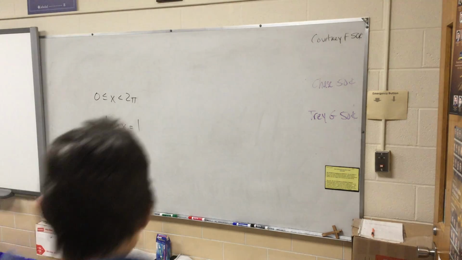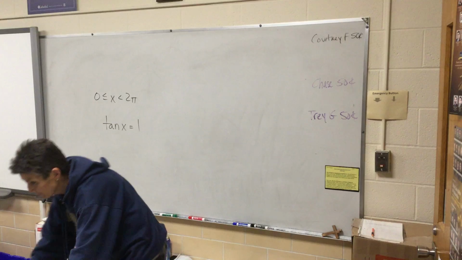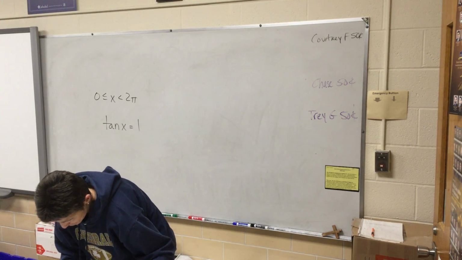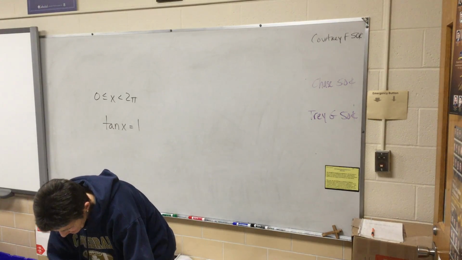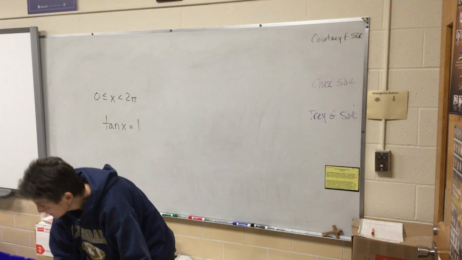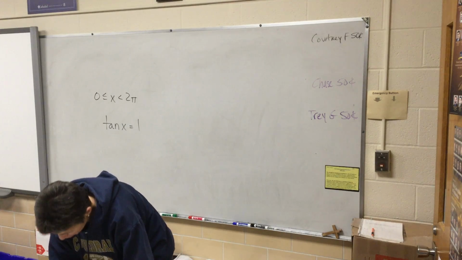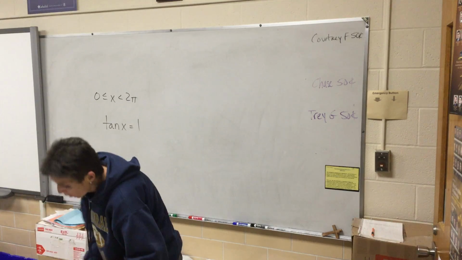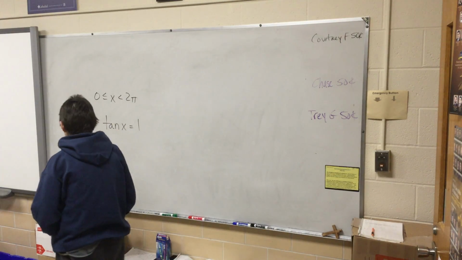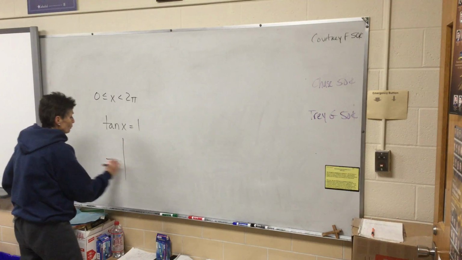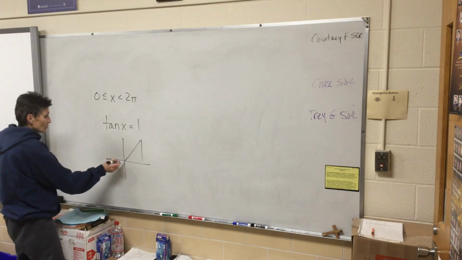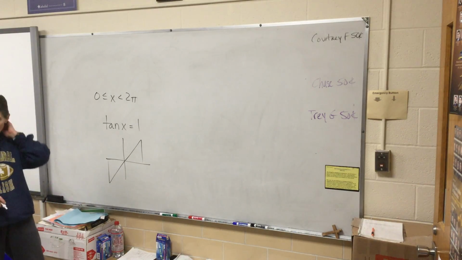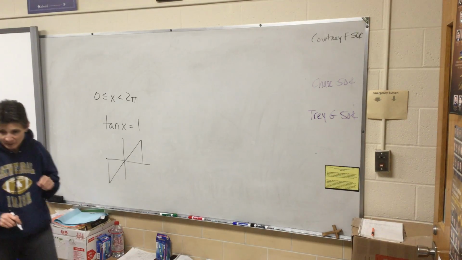All right, somebody help me out. Where is the tangent positive? Quadrant 1. And? Quadrant 3. Yep, that's exactly right. The tangent is positive in 1 and 3 because tangent is y over x, and in quadrant 1 they're both positive, and in quadrant 3 they're both negative. So when you put y over x, you will get a positive number.